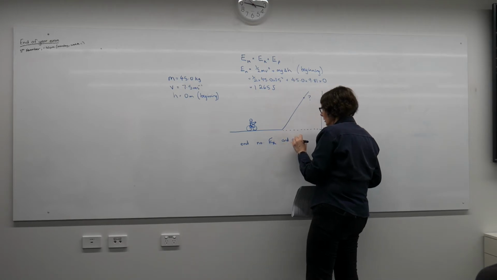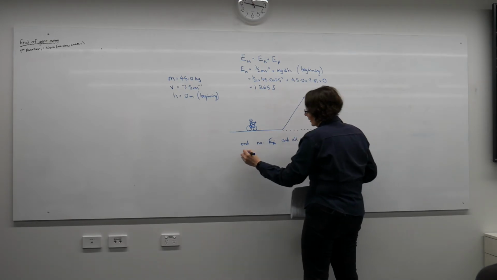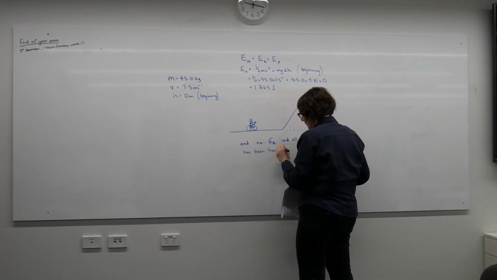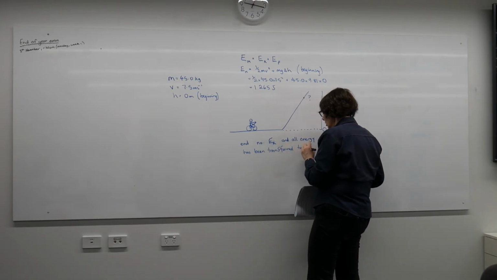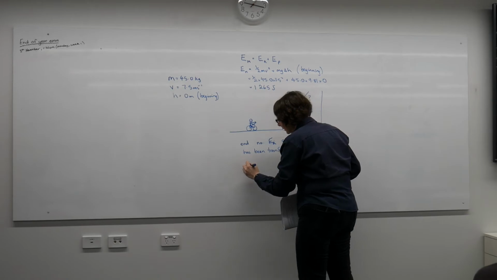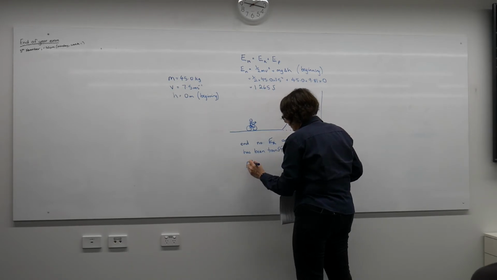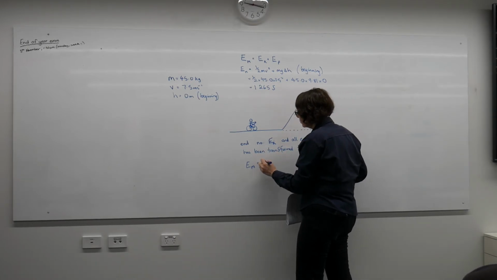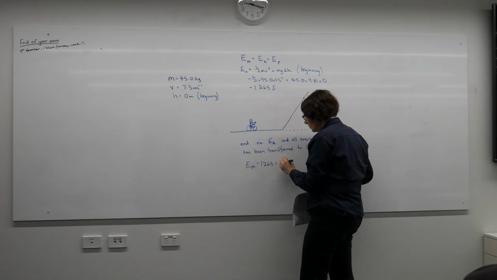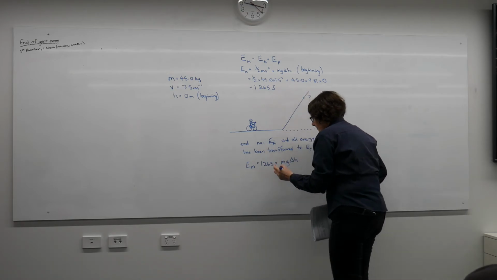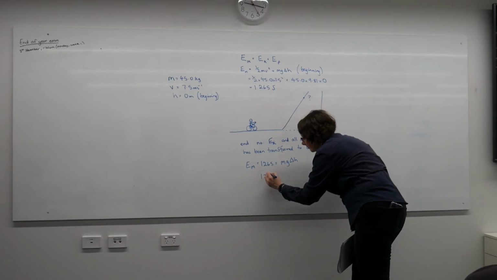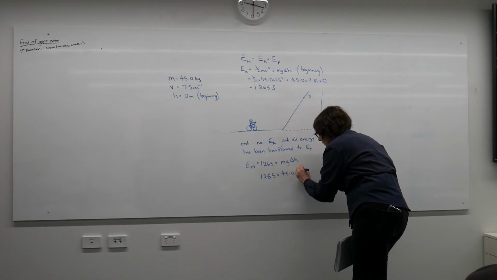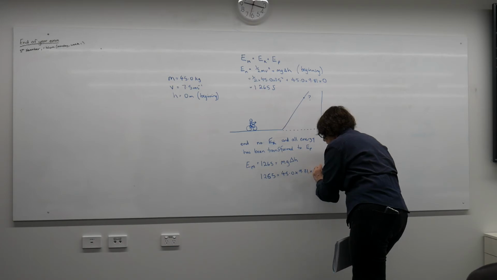And all energy has been transformed to potential energy. So that at the end, when the cyclist finishes this thing, we've got 1265 joules is now going to equal mg delta h. And I can substitute in, 1265 is equal to 45.0 times 9.81 times delta h.